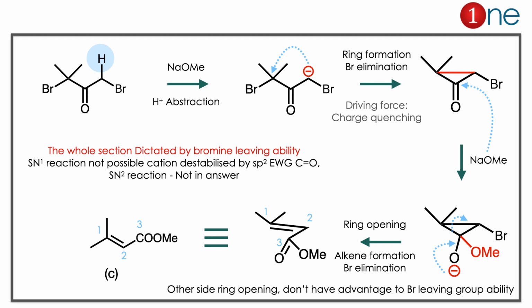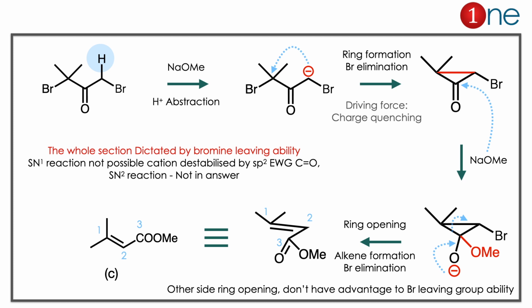So sodium methoxide attacks, and the ring will open here. Sodium methoxide attacks, so O- is formed. It has to be quenched there. So O- is quenched as a ketone by ring opening. The ring opens in such a way that bromine is eliminated. If it opens the other way, the ring doesn't have the advantage of bromine's leaving group ability. So if you read it nicely, you have the answer C.